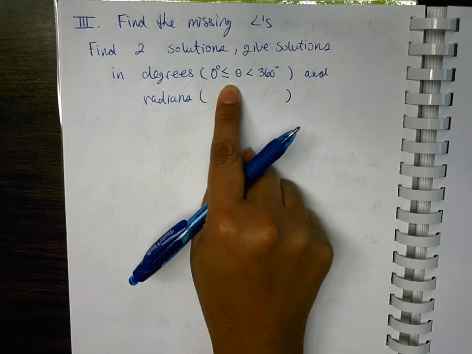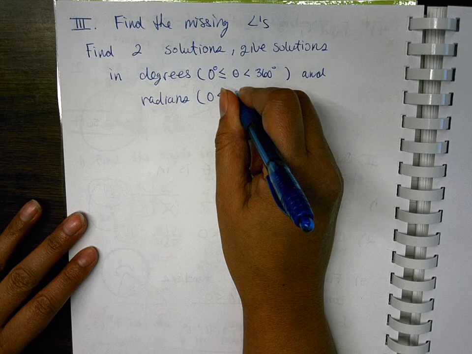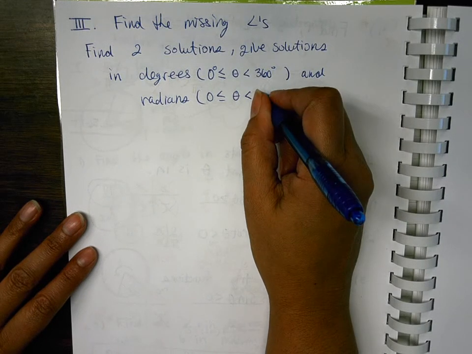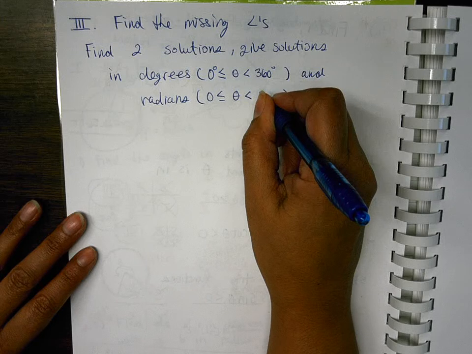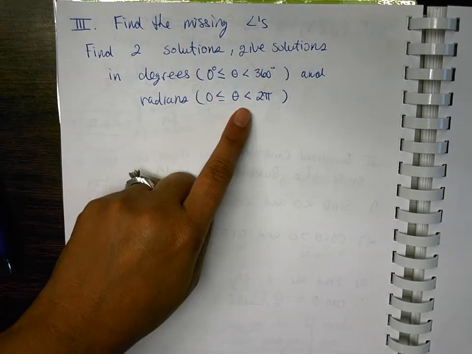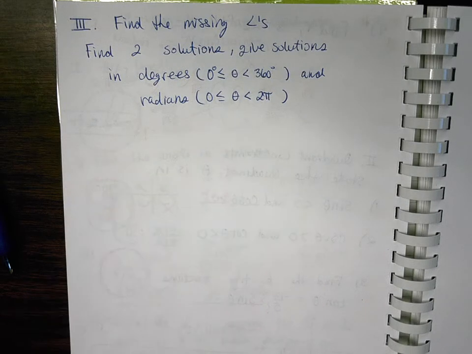Okay, 0 radians is less than or equal to theta, and theta is less than, what's 360 in radians? 2 pi. All right. So again, not equal to the 2 pi. So if you're at your 2 pi mark, you mark 0 instead. All right, we're ready?